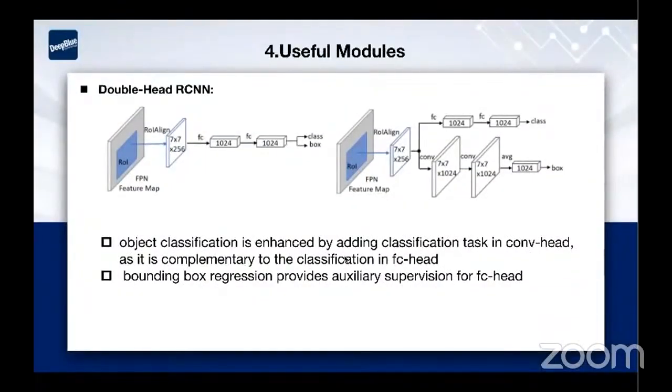Double head is the key to our improvement. We found that the classification loss is large, so we tried different heads to adjust our results. And it turns out that double head is most effective. Object classification is enhanced by adding classification tasks in the conv head, as it is complementary to the classification in the fc head. Bounding box regression provides a luxurious supervision for the fc head.